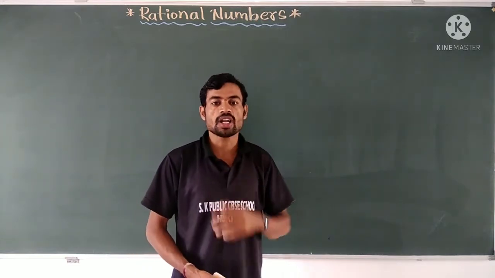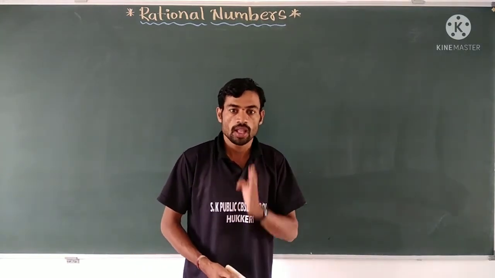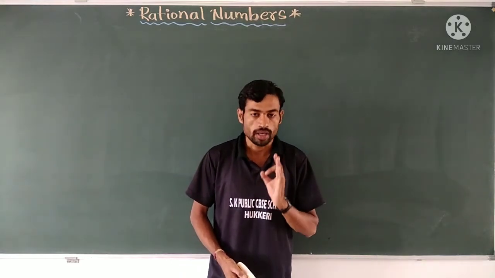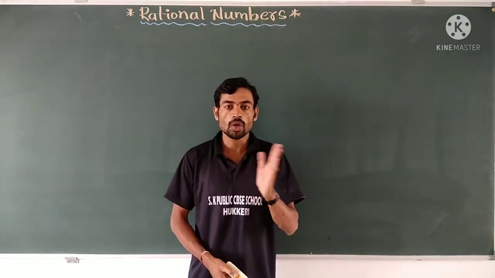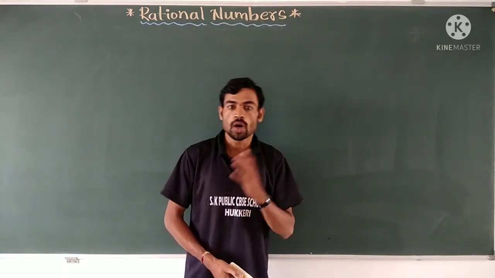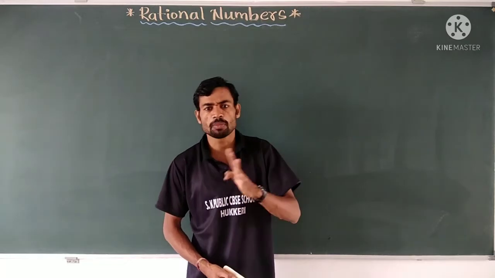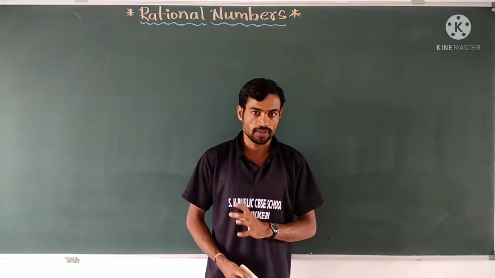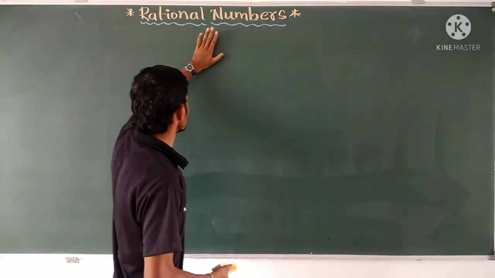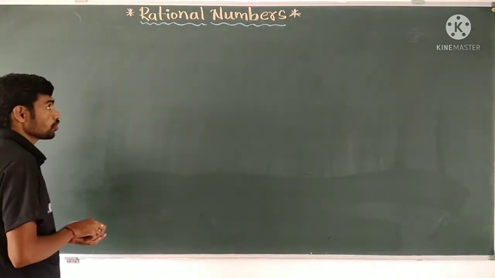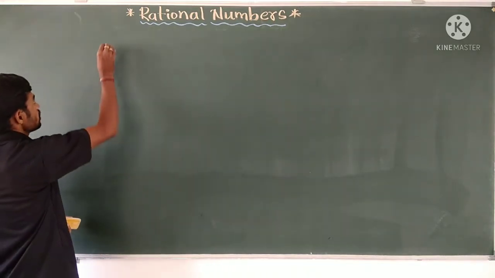Before starting that, first in brief we have to see what rational numbers are, what the types of rational numbers are, and how to add, subtract, multiply and divide. Those all we have seen. Clear? So now we have to see what rational numbers are. Dear students, what are rational numbers?